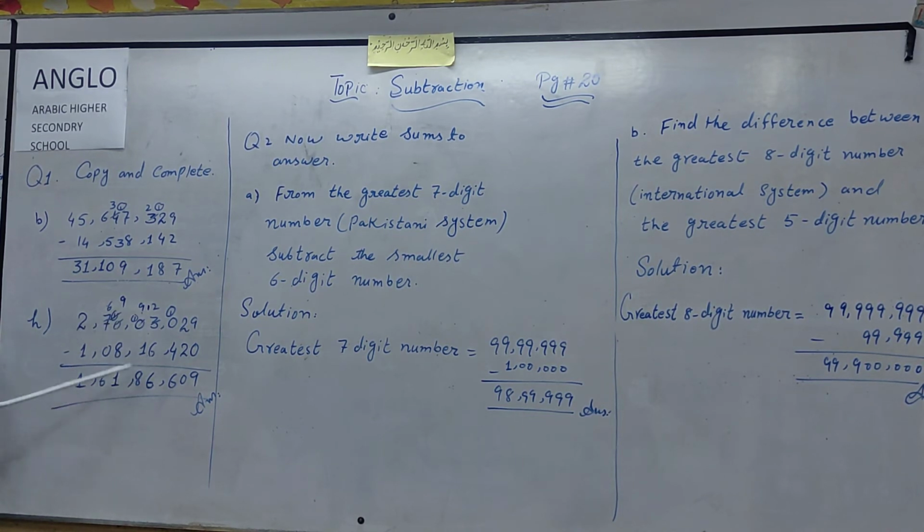9 minus 1, answer 8. 9 minus 8, answer 1. 6 minus 0, answer 6. 2 minus 1, answer is 1. So it is your answer.